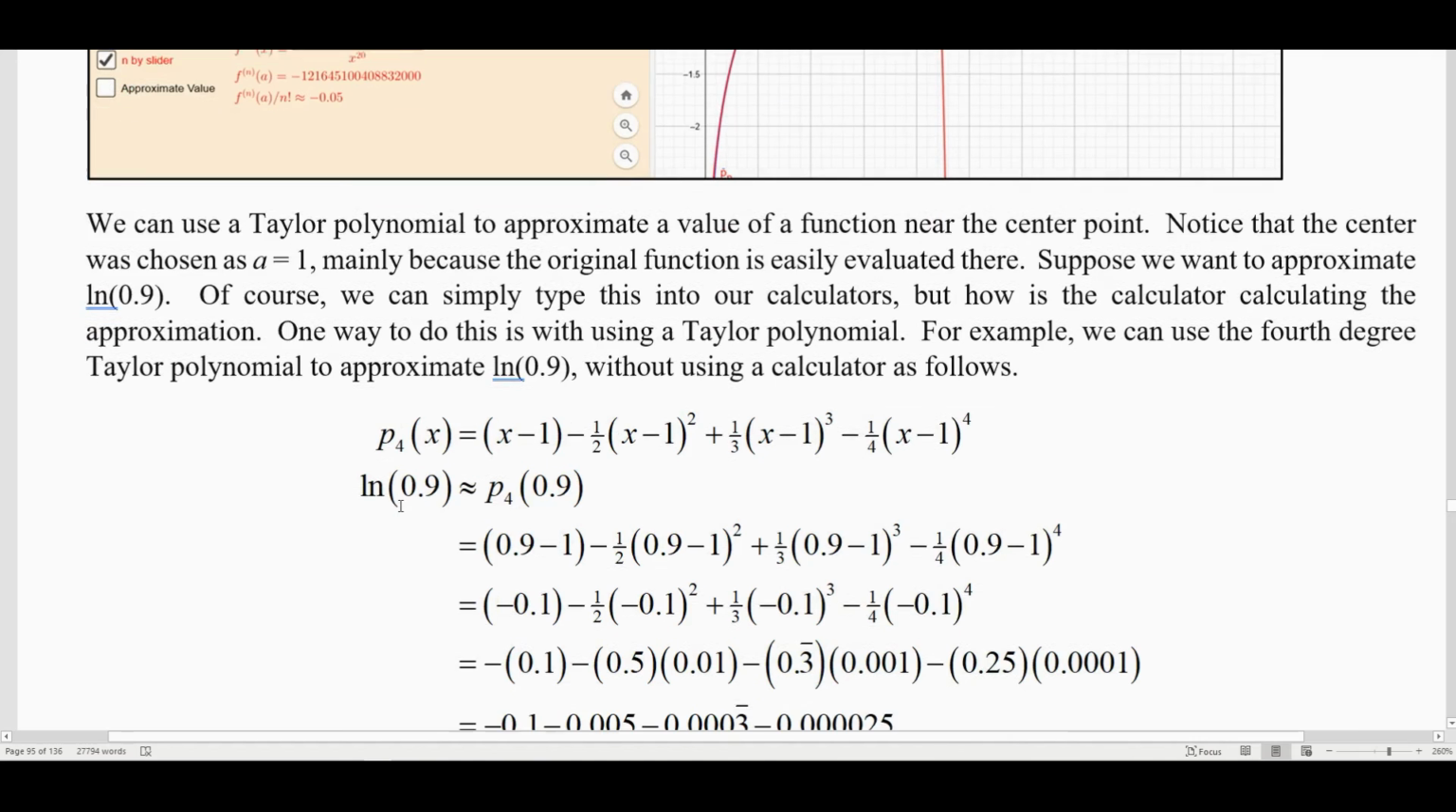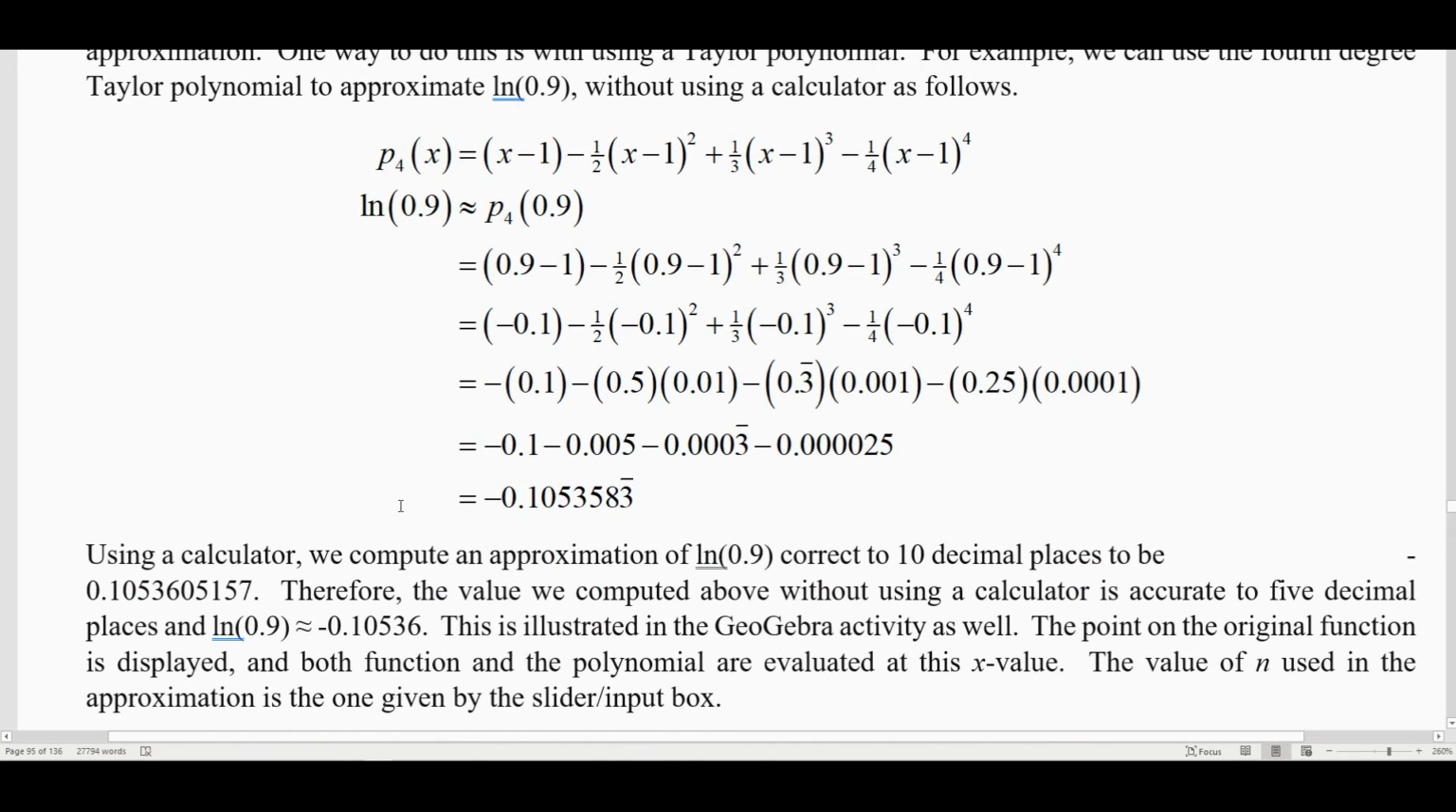All right, so this is stuff I've already said. This is exactly what I did here. Approximate, say, with the 4th degree polynomial log of 0.9. The program worked this out in the background, but we can do it by hand here, put in 0.9 here. Now notice, without a calculator, how are you going to figure out what the natural log of 0.9 is? Well, here's one way.